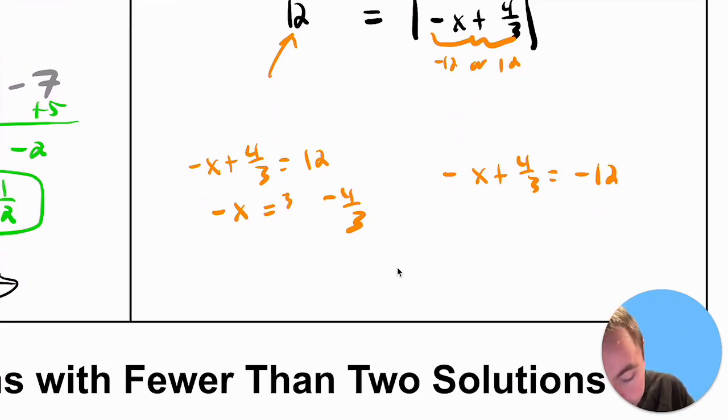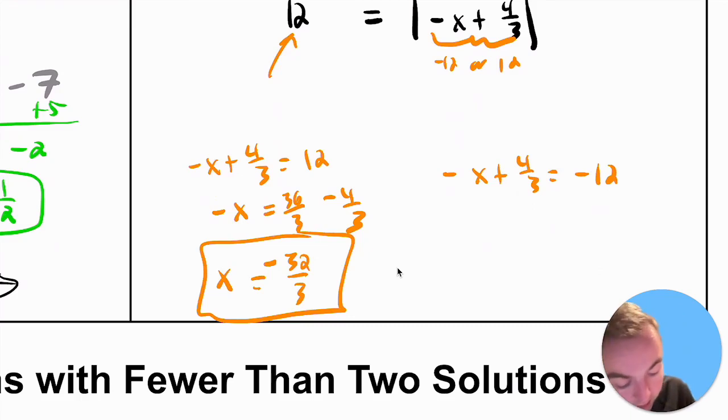If you multiply by 3 over 3, you get 36 thirds, because 36 divided by 3 is still 12. And then 36 minus 4, you can now do and get 32 thirds. So if 32 thirds is equal to negative x, then positive x is going to equal negative 32 thirds, right? All right, so we get that solution.